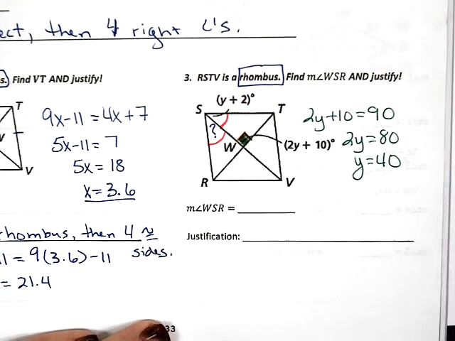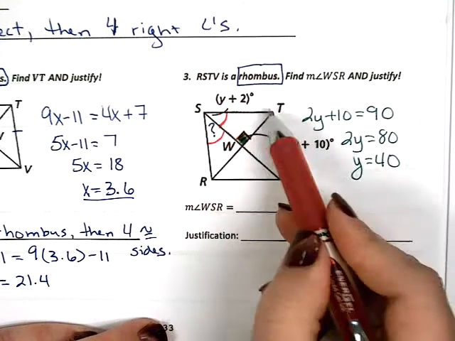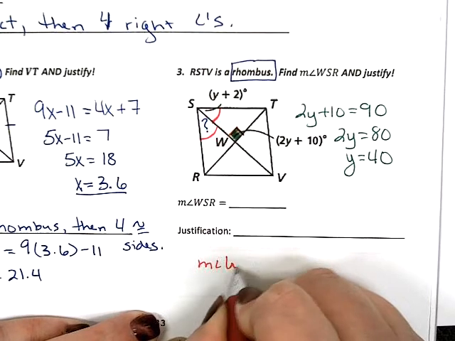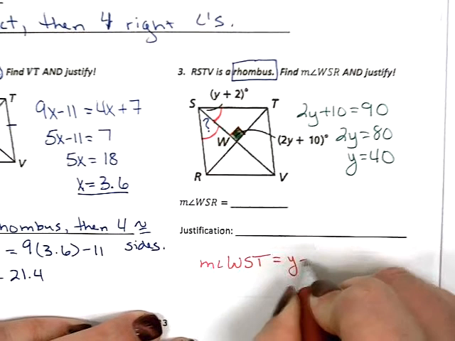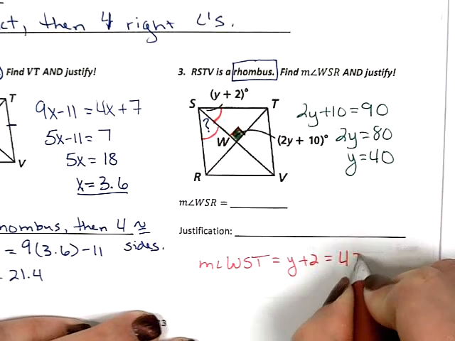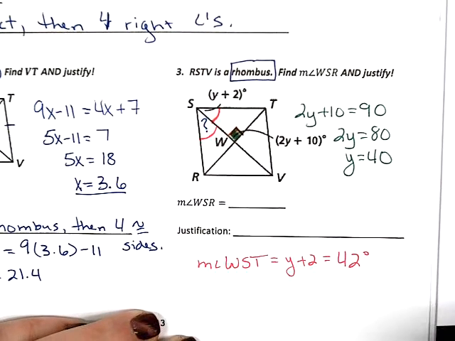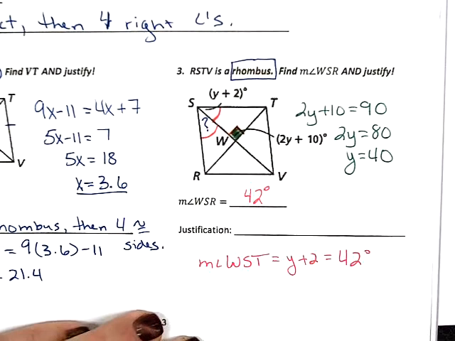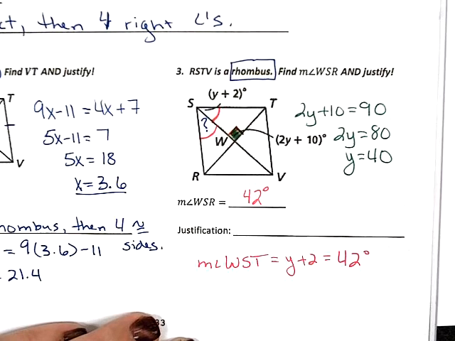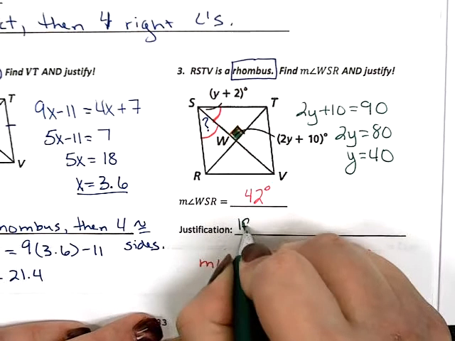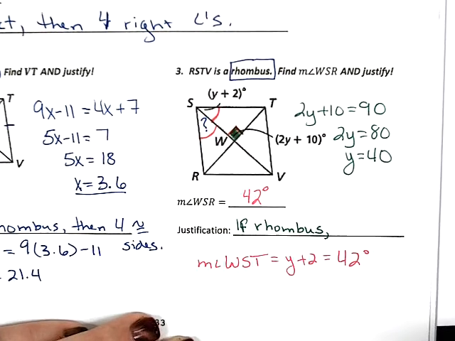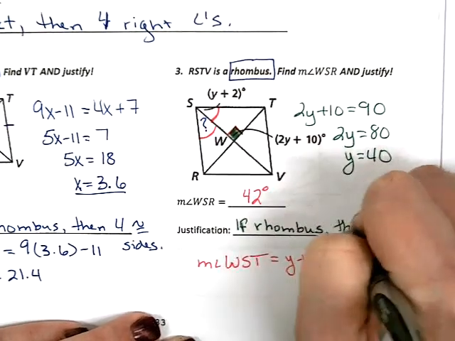Well, now we said that WST and WSR are congruent to each other. So the measure of angle WST, that's y plus 2, so that's 42 degrees. That means WSR is also 42 degrees. So again, we've got 2 justifications for this one. The first one, we were able to say that's 90 degrees because we had a rhombus. So if rhombus, then diagonals are perpendicular.